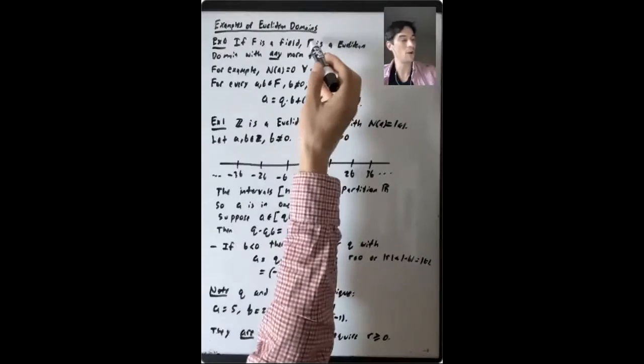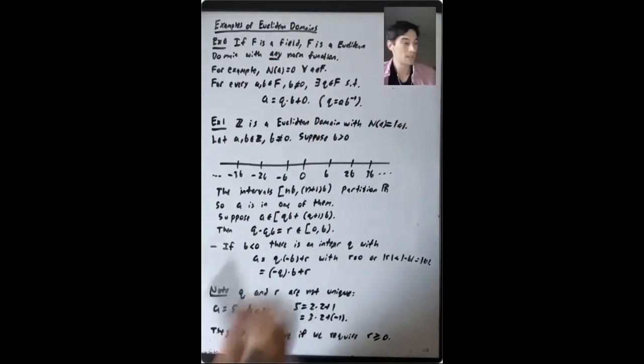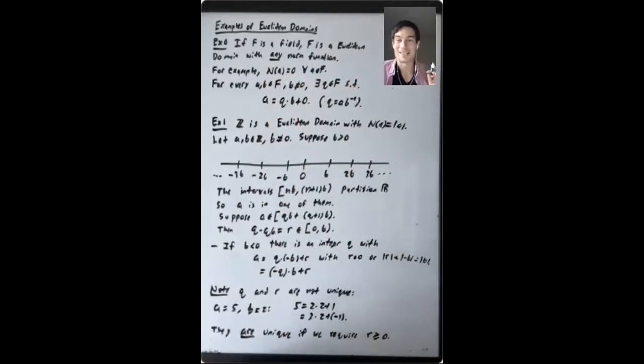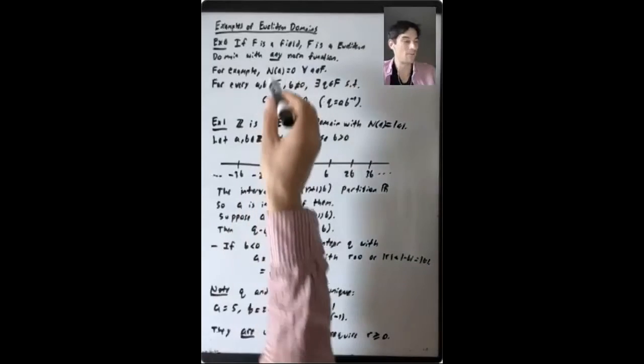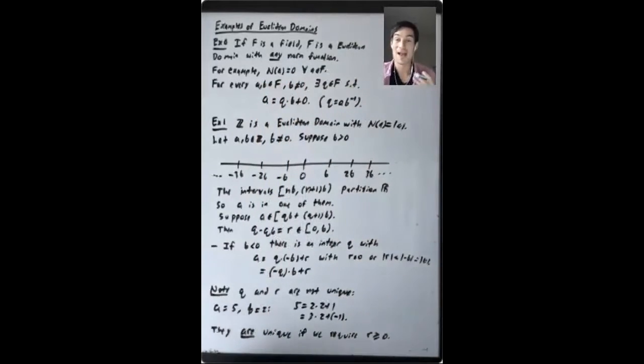Well, what is the norm function that you should choose for F, a field? It's a Euclidean domain with any norm function. OK, so for example, we could pick the norm function that just says the norm of A is 0 for all A in F. And why is that? So what needs to be true for F to be a Euclidean domain is we need to have a division algorithm.